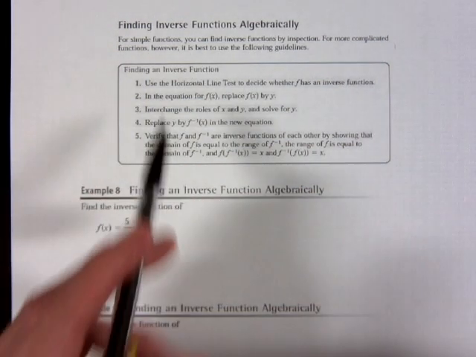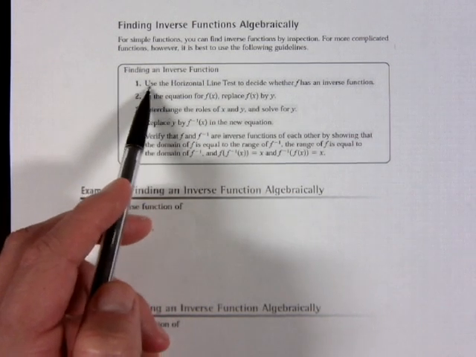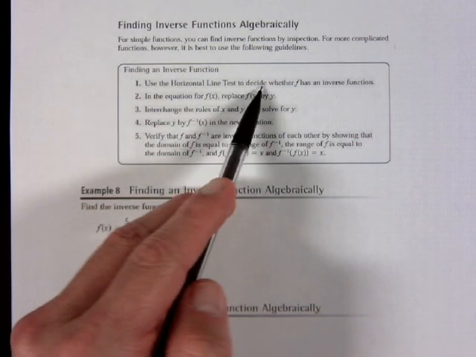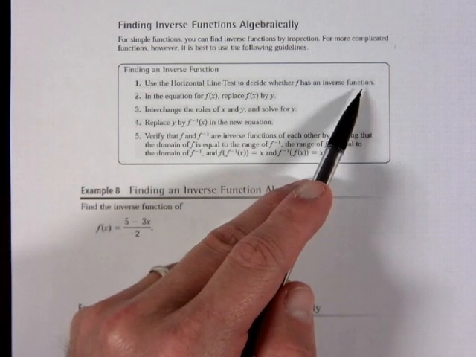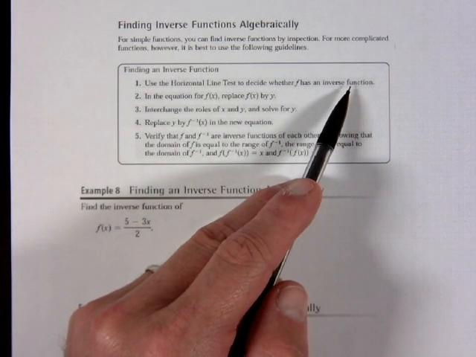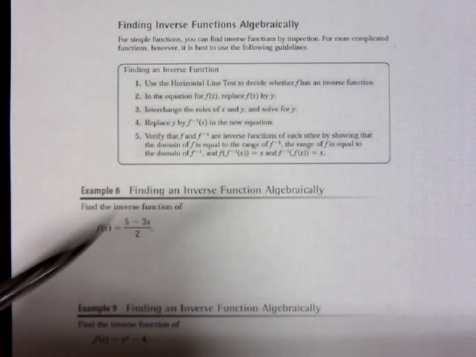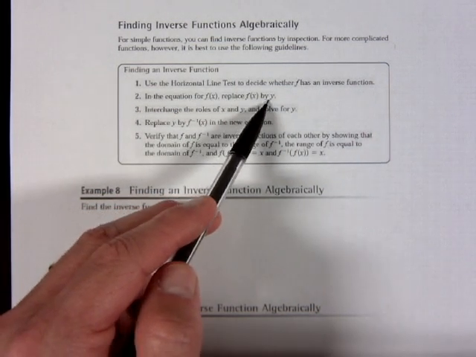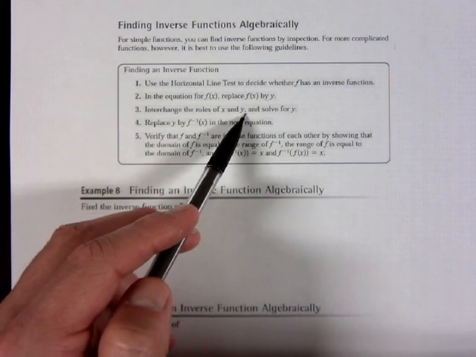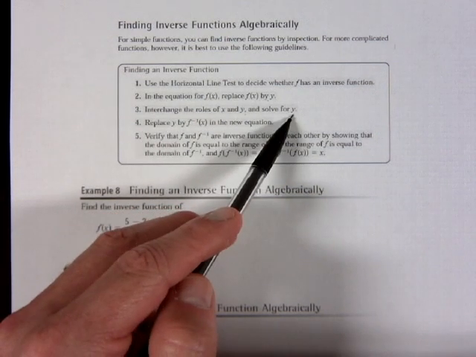So here are the guidelines in order to find it. First of all, use the horizontal line test to determine whether f even has an inverse function. So we've got to decide, does it have an inverse first, right? Then in the equation for f of x, replace f of x with y, interchange x and y, and then resolve the equation for y.